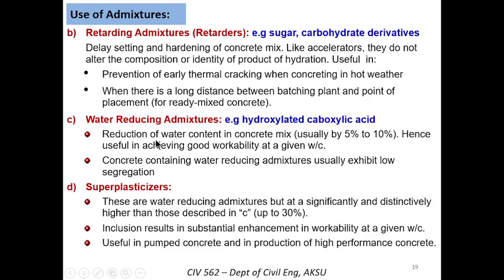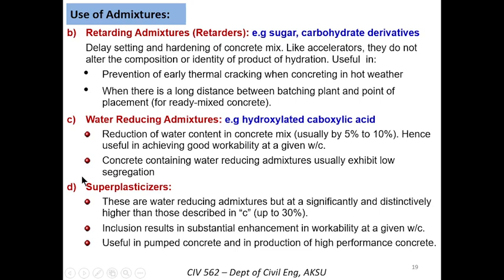Another form is called water reducing admixture, for example hydroxylated carboxylic acid. Water reducing admixture causes reduction of water content in the concrete mix, usually about 5 to 10%, and hence is useful in achieving good workability at a given water cement ratio. If you want to produce concrete of high strength with a reduced water cement ratio, you can use this water reducing admixture. Concrete containing water reducing admixture usually exhibits low segregation because the water cement ratio is low.